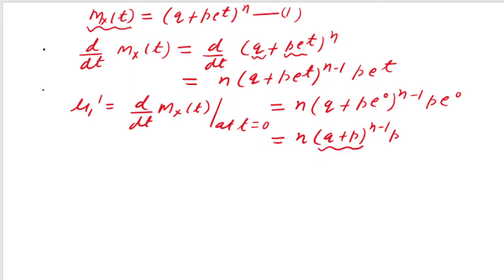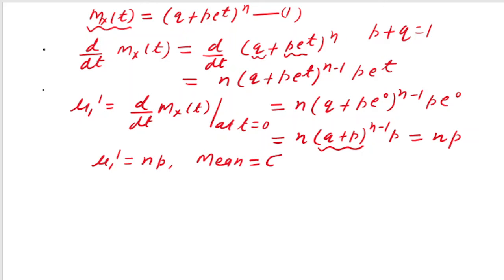And we know for a binomial distribution that the sum of the probability of success and failure is equal to 1. So q plus p is basically 1, and 1 to the power n minus 1 is 1. So what we get is n into p. We have got mu1 dash is equal to np. And if you remember, when I talked about the binomial distribution, I told you that the mean of the distribution, that is the expectation of x, which we are calling mu1 dash, is equal to n into p. So this is the second part.